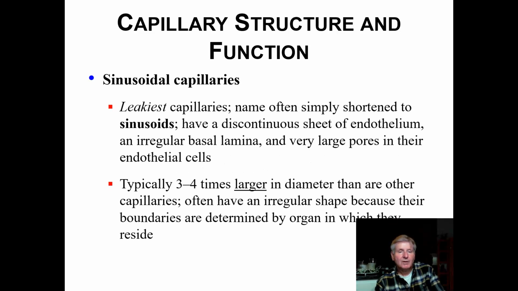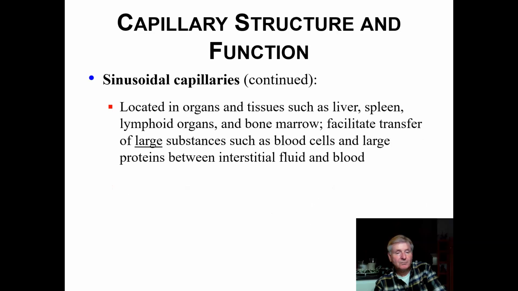And then you have the leakiest, sinusoidal capillaries, sometimes just called sinusoids. They have a discontinuous sheet of endothelium, an irregular basal lamina, and large pores in the endothelial cells, typically 3 to 4 times larger in diameter than your other capillaries. They often have an irregular shape because their boundaries are determined by whatever organ they reside in. So liver, spleen, lymphoid organs, and bone marrow. Those are all going to contain sinusoidal capillaries.